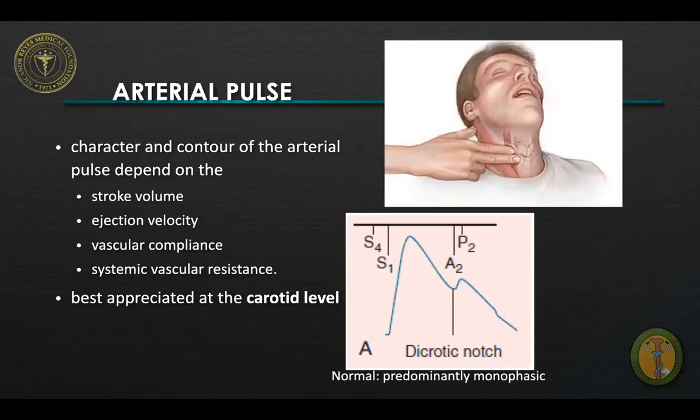The character and contour of the arterial pulse depend on the stroke volume, ejection velocity, vascular compliance, and systemic vascular resistance. This is best appreciated at the carotid level. Please take note of the figure at the lower part of the slide where you see a dicrotic notch. Normally, it should be predominantly monophasic.